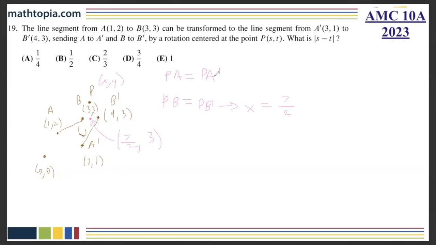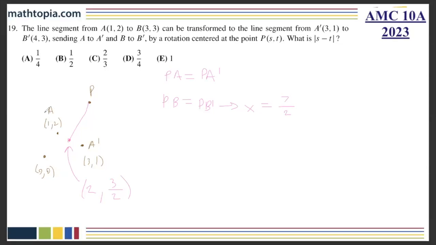Then we move on to PA equals PA prime, which is a bit harder to find. I'll erase B and B prime to make things clearer. Once again, we first find the midpoint of AA prime. The midpoint is (2, 3/2), because that's the average of 1 and 3, and 2 and 1 average to 3/2. Then we look at the slope. For BB prime, the slope was 0, so the perpendicular bisector was vertical. But in this case, it's at an angle, so we can't do it that easily.